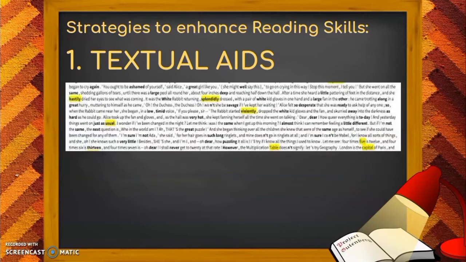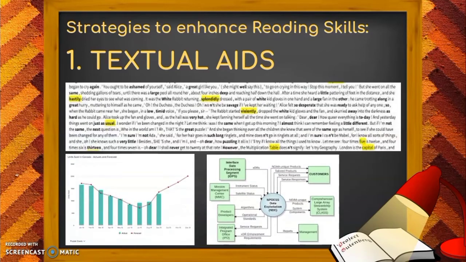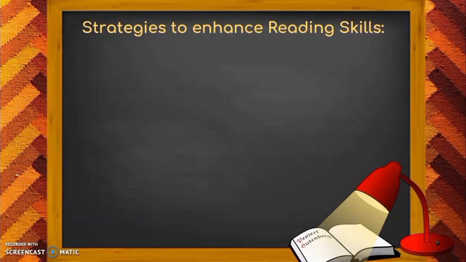Here's an example of a reading material with textual aid. Now, you would notice that this is not only a plain printed material. You see some lines are highlighted or italicized. And there is also the presence of charts and diagrams so that the readers will better understand the presented ideas.